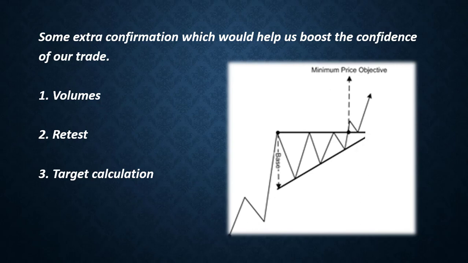And the final thing associated with this pattern is target calculation. As soon as the stock breaks out, the target is calculated using the width of the pattern added to the horizontal line. So this sums up what an ascending triangle is.